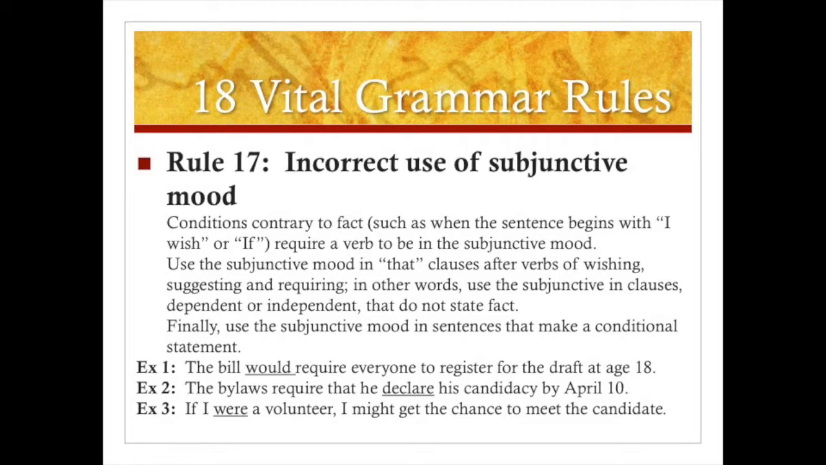In example 2, the bylaws require that he declare his candidacy by April 10th. We don't know if he's going to declare or not. So instead of saying "the bylaws require that he declared" or "that he will declare," we use the subjunctive mood, which is declare. And finally, in example 3, if I were a volunteer, I might get the chance to meet the candidate. We want to say "if I was a volunteer" or "if I am a volunteer," but in reality, because this is a statement contrary to fact, it hasn't happened yet, we use the subjunctive mood, which is were.